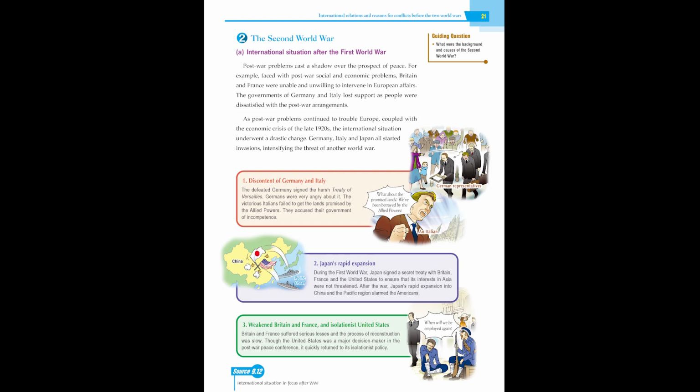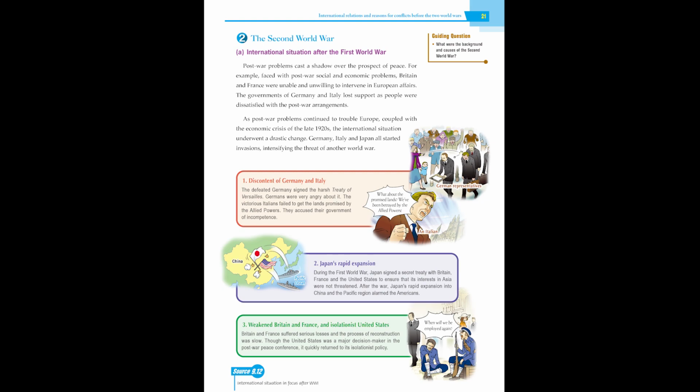Look at the source 9.12. International situation in focus after the First World War. 1. Discontent of Germany and Italy. The defeated Germany signed the harsh Treaty of Versailles. Germans were very angry about it. The victorious Italians failed to get the lands promised by the Allied powers. They accused their government of incompetence.